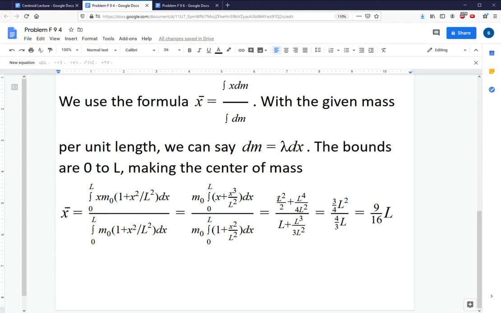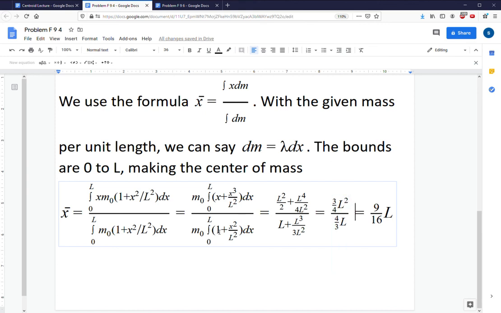So x squared over 2 becomes L squared over 2. X to the 4th over 4 divided by L squared becomes L to the 4th over 4 L squared. And these two terms we can combine. This is 1/2 L squared. This simplifies to 1/4 L squared. So up here in the numerator is 3/4 L squared.